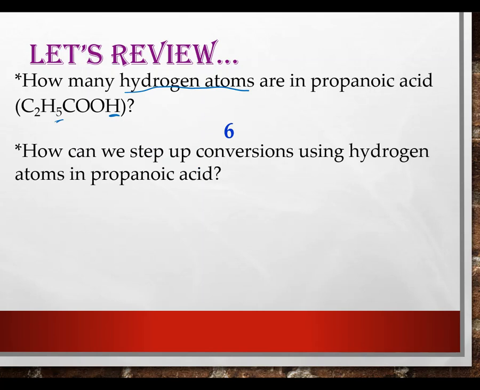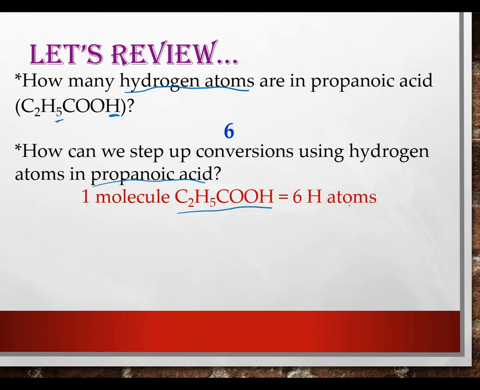Now, how can we set up conversions using hydrogen atoms in propanoic acid? Well, if you think about it, if there's 6 hydrogen atoms in 1 propanoic acid, you can relate it to 1 molecule of propanoic acid equals 6 hydrogen atoms. Now remember, propanoic acid, those are all covalent bonds. It's all non-metal, non-metal. So that's why we're going to call this the molecule.